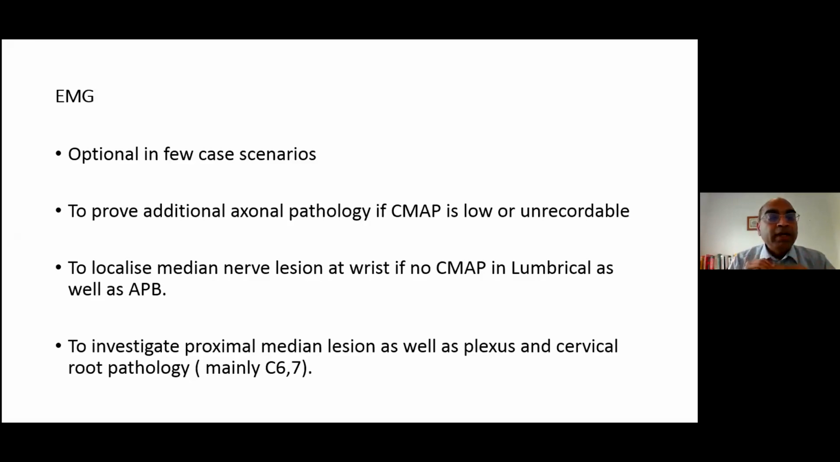Okay, and also EMG is helpful to rule out root pathologies, mainly C6 and C7. In those cases, you can do flexor carpi radialis, triceps and extensor digitorum communis needle EMG to assess the myotomal EMG findings for the root. Okay.